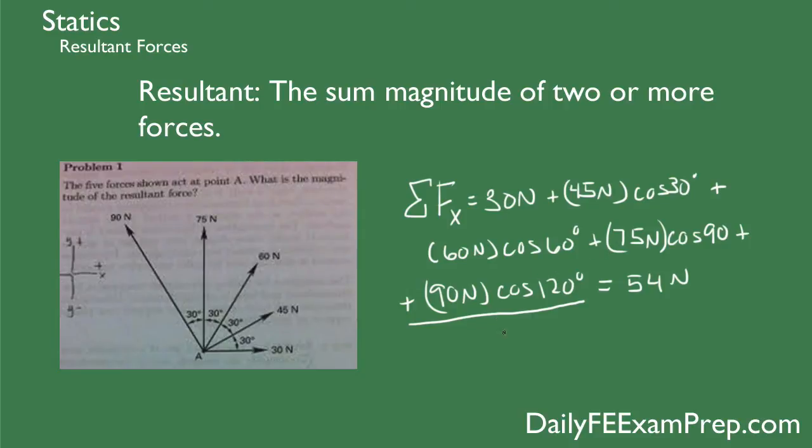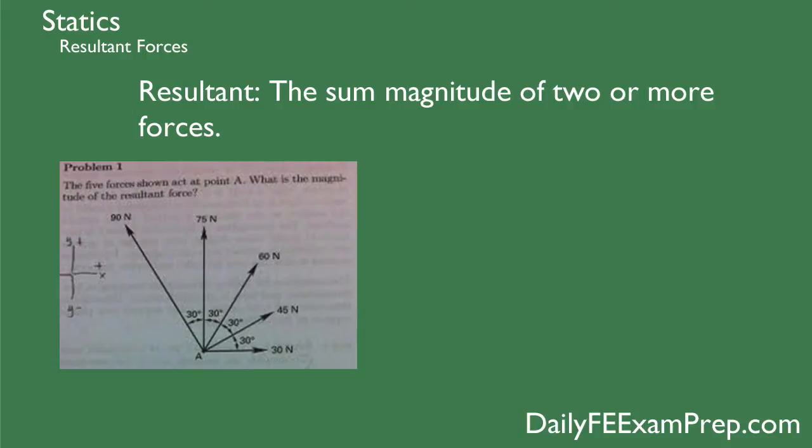So 90 newtons times the cosine of 120 is actually minus 45. So you get all these values. These are all going to be positive, positive, positive. 75 cosine 90, I believe that's going to be 0. Yes, that's 0 because that's a purely vertical component. There is no x component. And 90 times the cosine of 120, yes, that's going to be minus 45 because it's going in that opposite direction. So your sign conventions will take care of themselves. All right, so that's the x component side.